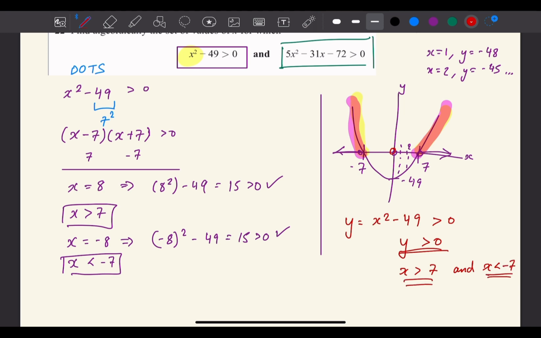Okay, so to summarize, when x is greater than 7, y is greater than 0. And when y is greater than 0, x squared minus 49 is greater than 0. So that satisfies the equation. Also, x is greater than 7 here. And when x is less than minus 7, i.e. this area, this is x is greater than 7, this is x is less than minus 7, y is greater than 0. And what is y? Y is x squared minus 49. It's that bit there. x squared minus 49 is greater than 0. So when x is greater than 7, this is satisfied. When x is less than minus 7, this is satisfied.